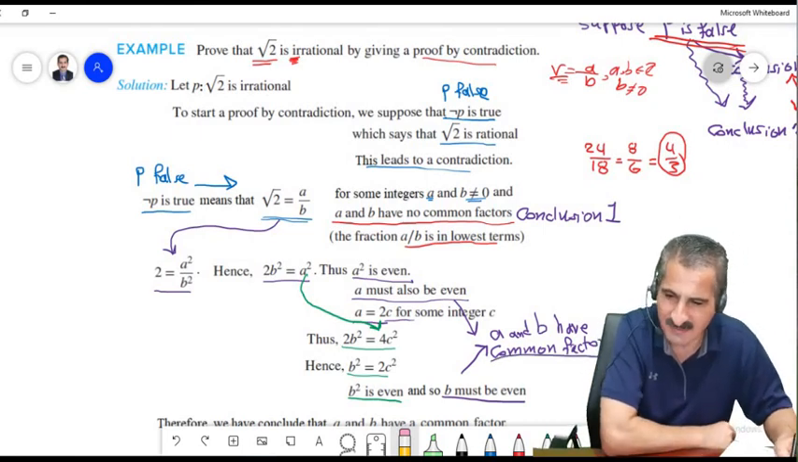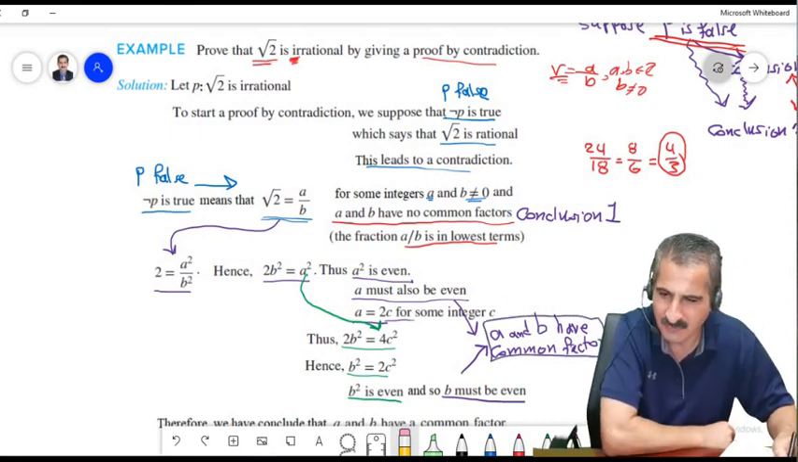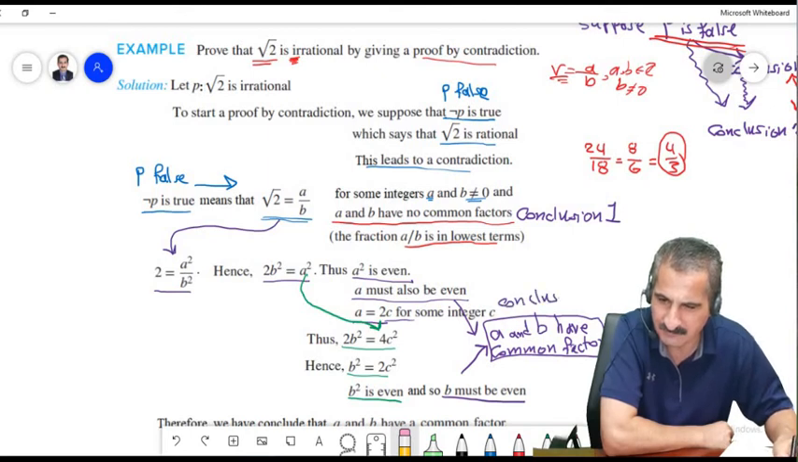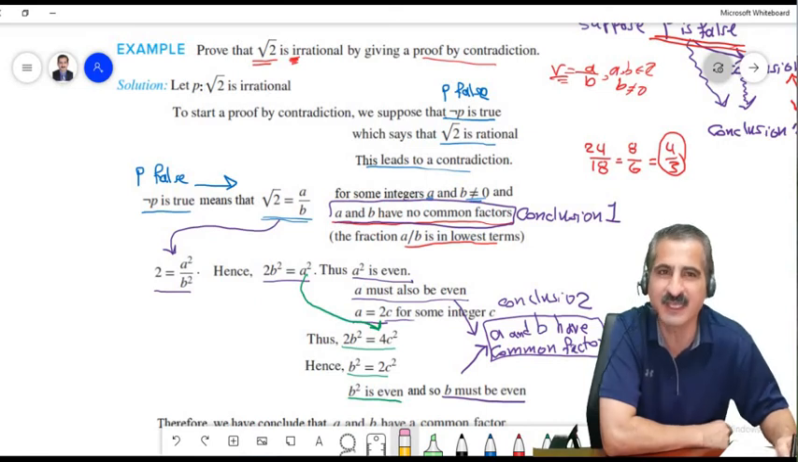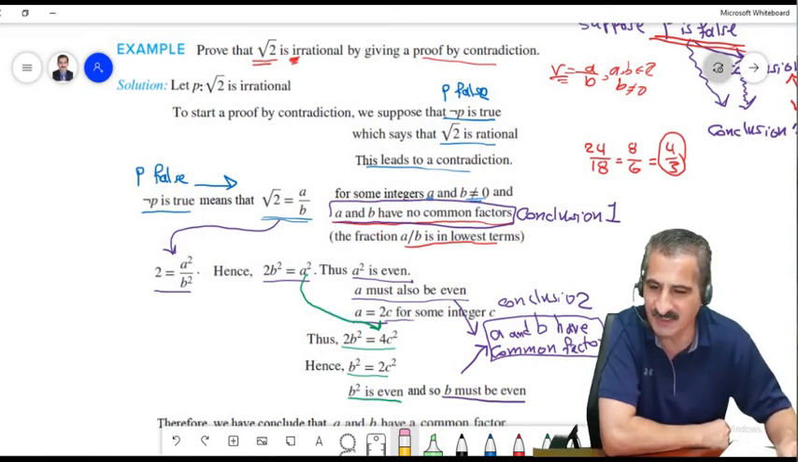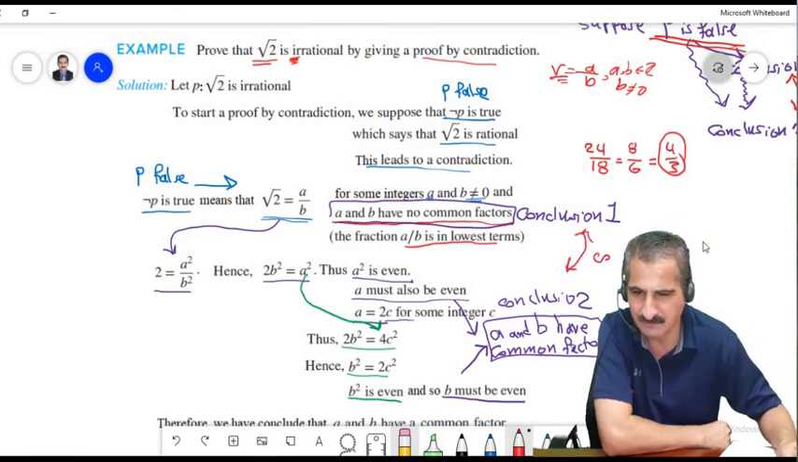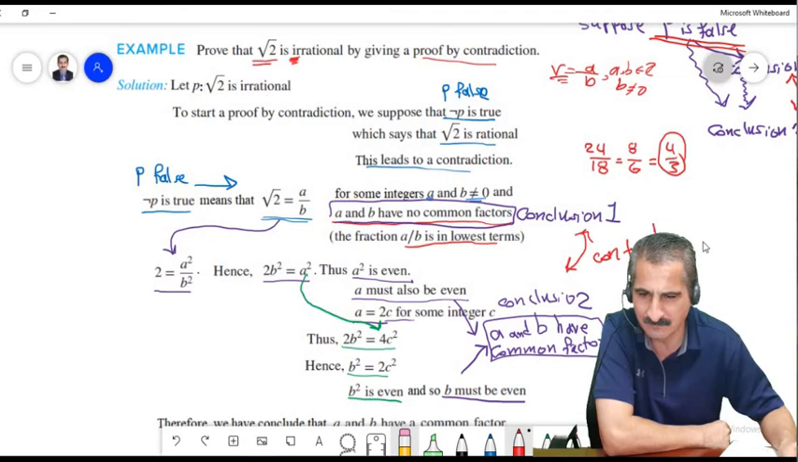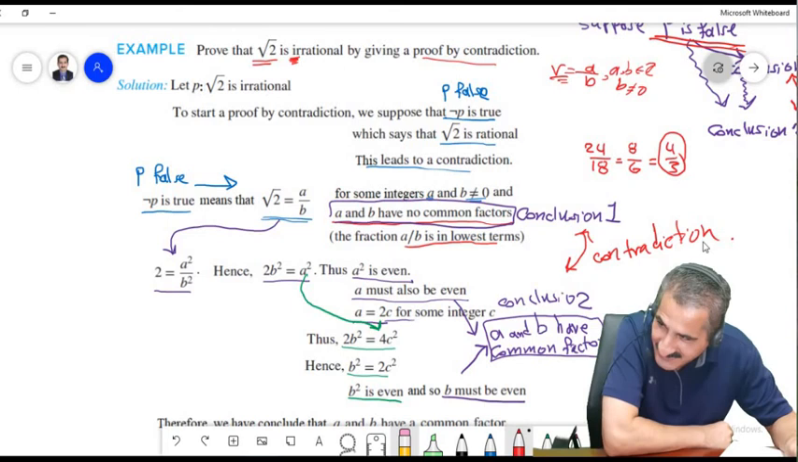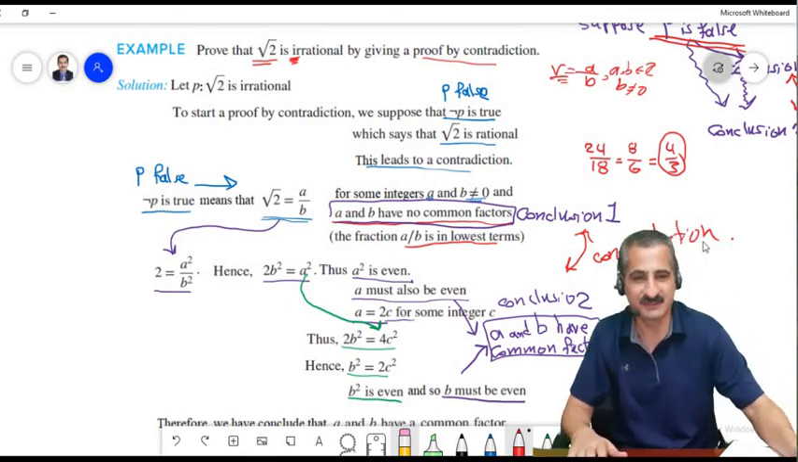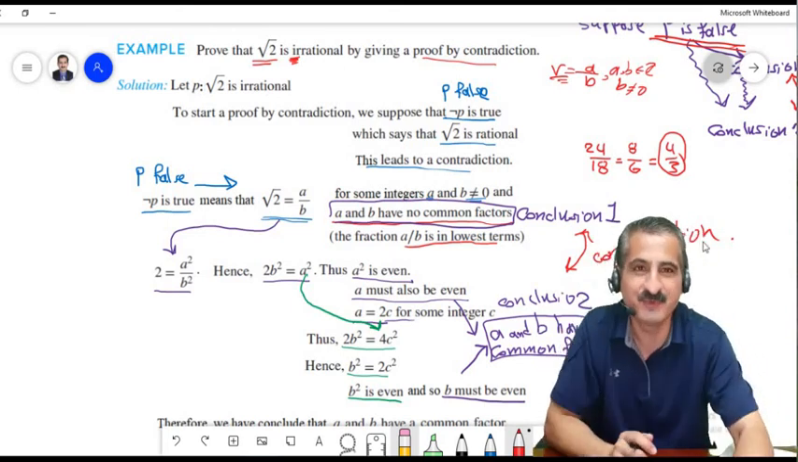And this is conclusion 2. So conclusion 1 says A and B have no common factor. Conclusion 2 says A and B have a common factor. And we got here a contradiction. So we reached a contradiction. This is what we mean by proof by contradiction.